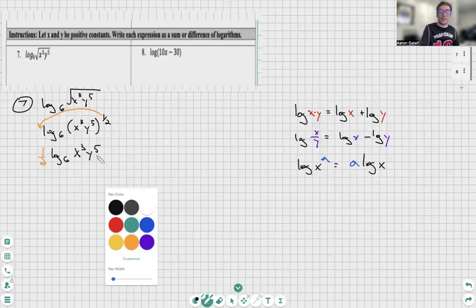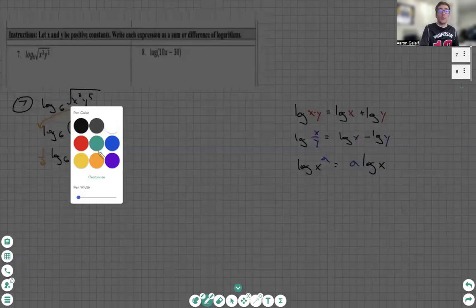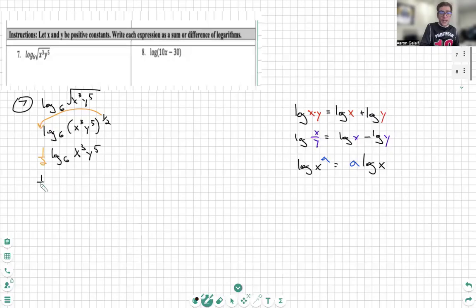Next, I see there is a multiplication here. Since there's a multiplication, I know I'm going to separate and add. Be careful because that 1/2 on the outside needs to apply to both of them. So we're going to put these in parentheses or brackets, whatever makes you comfortable. So that x cubed times y to the 5th becomes log 6 of x cubed plus log 6 of y to the 5th. So that's important there.